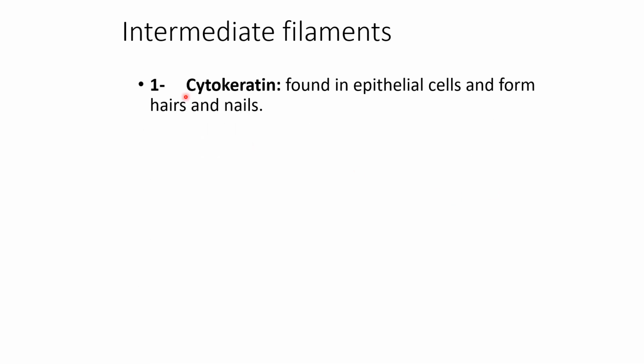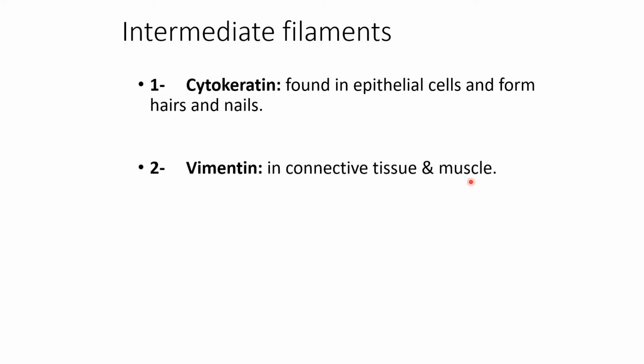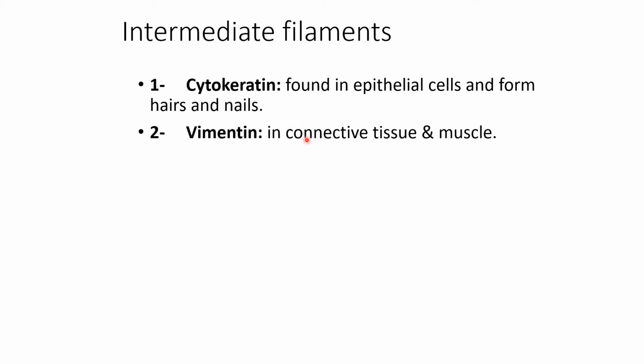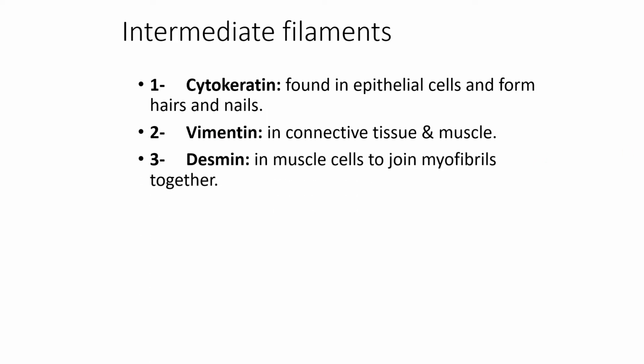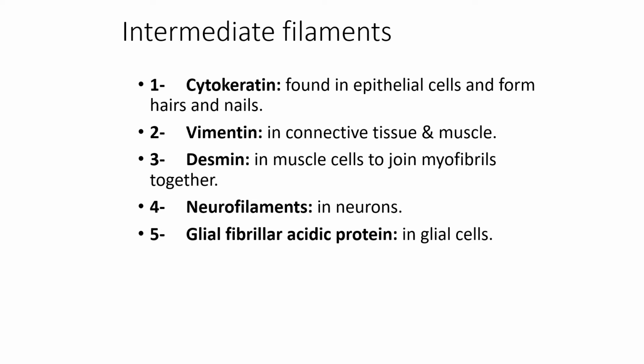The types of intermediate filaments: we have cytokeratin. This is found in the epithelial cells and forms the hair and nail. Vimentin. Here, in this part of the filaments, you should study the name and the site. Vimentin is present in connective tissue and the muscle. Desmin is present in the muscle to join the myofibrils together. Neurofilaments are present in the neurons. Glial fibrillary acidic protein is present in the glial cells. And lamins in the nuclear envelope.